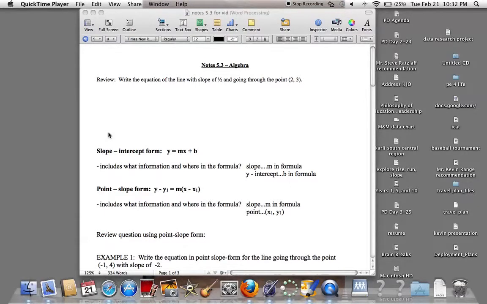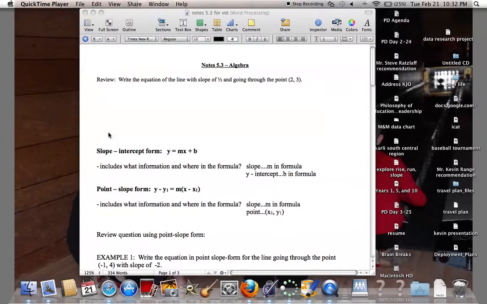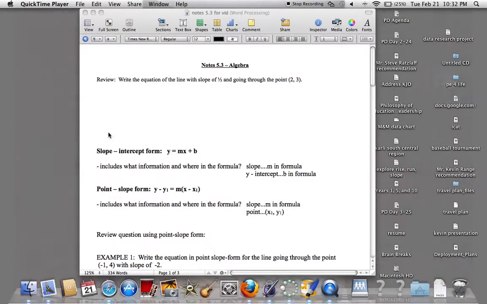Alright, we're going to learn a new form for writing the equation of a line called point-slope form. Before we do that, I want to review with you the steps that we learned today for writing the equation in slope-intercept form with the slope given and a point given, so you can review the process that we talked about today in class.